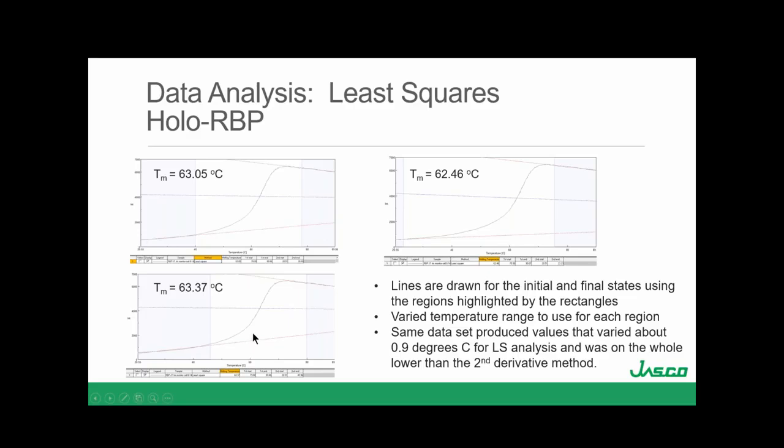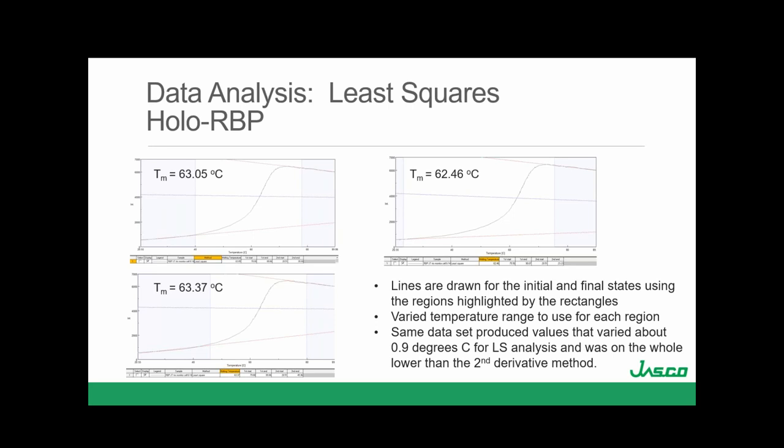Here, you know, I made some small changes. I made this larger, made this smaller, and 63.37. So what you'll see for the exact same data set, depending on how I analyze it, I can get over a degree difference in the analysis for the thermal melt, right? So consistency, and doing this so that you're confident with how you're analyzing the data, is going to be important.